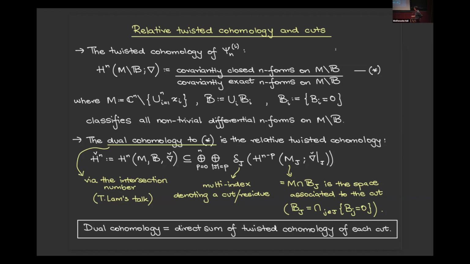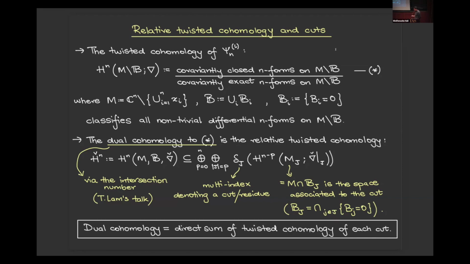The dual cohomology is arranged in a way that it is the direct sum of the twisted cohomology of each cut. And because now we have boundaries to play with, we have residues that we can take. J is a multi-index that will denote a sequence of residues, or equivalently cuts. And M sub J is going to be the topological space associated to the restriction on a given boundary.